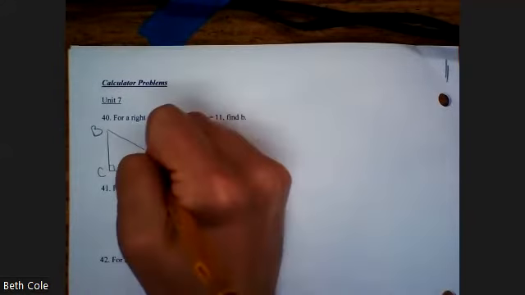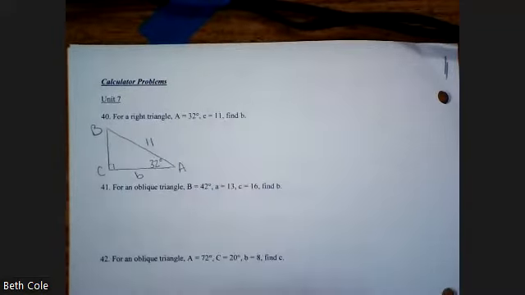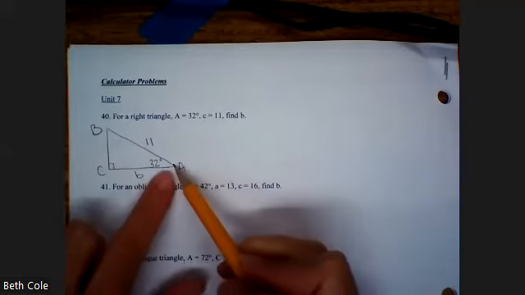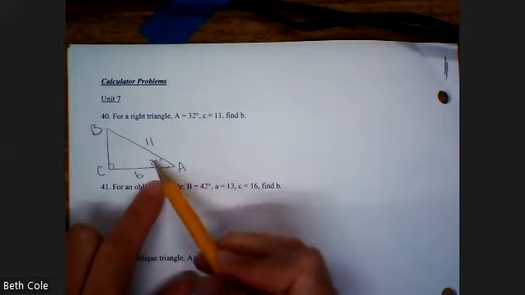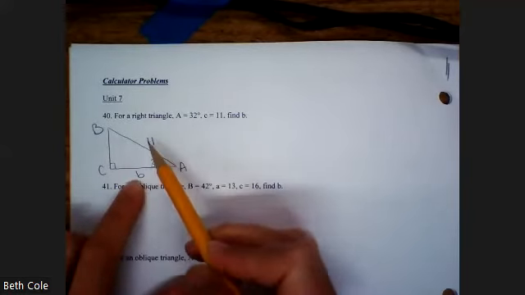So it says A is 32 degrees, little c is 11, find little b. And remember, little a goes across from big A, little b goes across from big B, and so forth. So it's going to be SOHCAHTOA. It's going to be sine, cosine, or tangent. Here's your point of view, because this is the one we have labeled. B is adjacent, and then 11 is the hypotenuse.